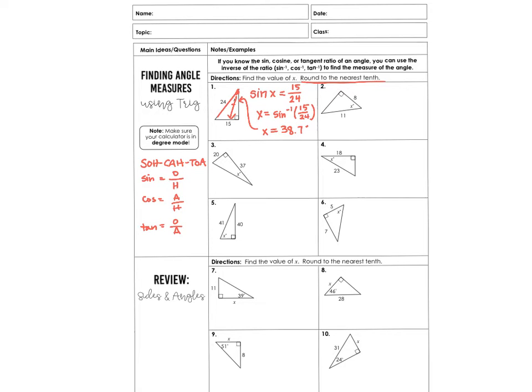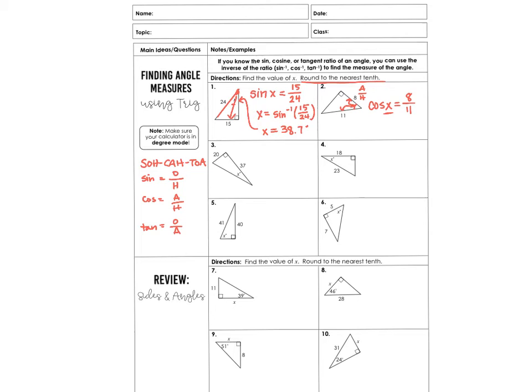All right, let's look at number two. We're looking from this angle. From that angle, we're given the adjacent side and the hypotenuse. Adjacent and hypotenuse is cosine. So cosine of x equals the adjacent, which is 8, over the hypotenuse, which is 11. So that's what you've been setting up.